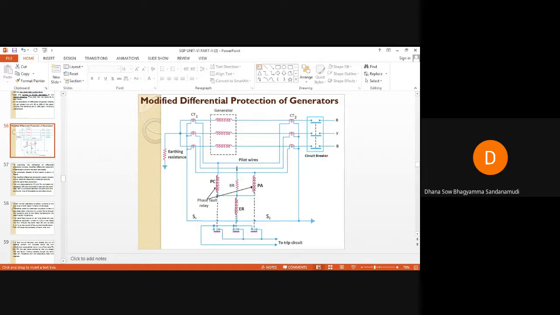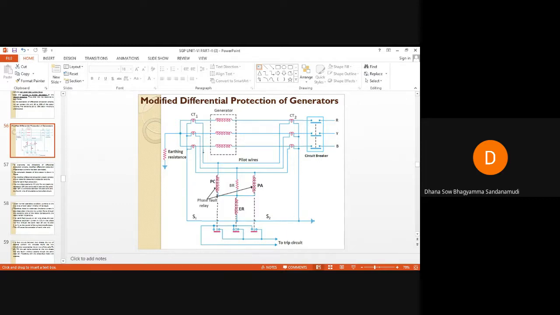Okay, differential current will flow through the pilot wires. This means the currents induced in the pilot wires due to these two CTs, their difference will flow through this earth fault relay, and the phase fault relays will remain inoperative. If an earth fault occurs, only the ER will operate.